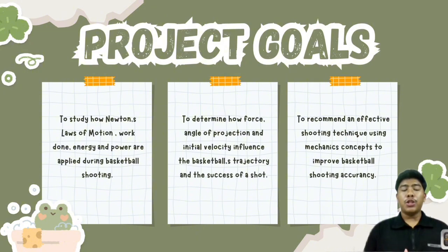We have three project goals. First, to study how Newton's law of motion, work done, energy, and power are applied during basketball shooting. Second, to determine how force, angle of projection, and initial velocity influence the basketball trajectory and the success of a shot. And lastly, to recommend an effective shooting technique using mechanics concepts to improve basketball shooting accuracy.